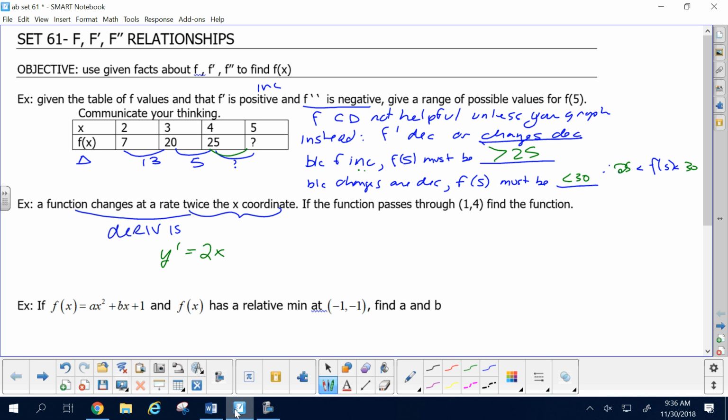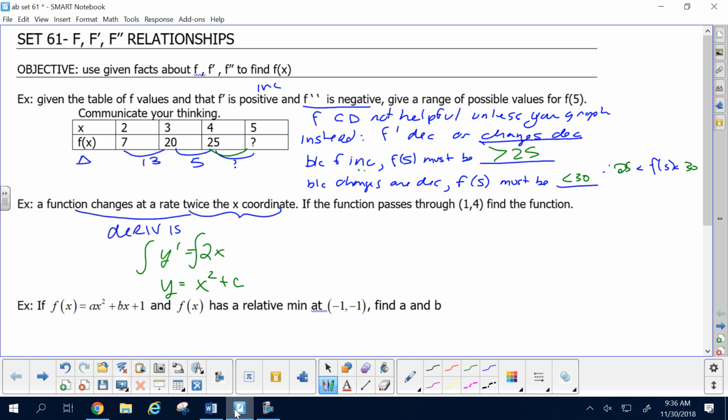Okay? Now, if y prime is 2x, then how am I going to get the function y, not y prime? You have to integrate. The opposite of derivative is to integrate. So I get rid of the derivative by integrating. Y then is x squared plus c. Okay? It could have had a constant there that went away to give me that derivative, so we don't know.